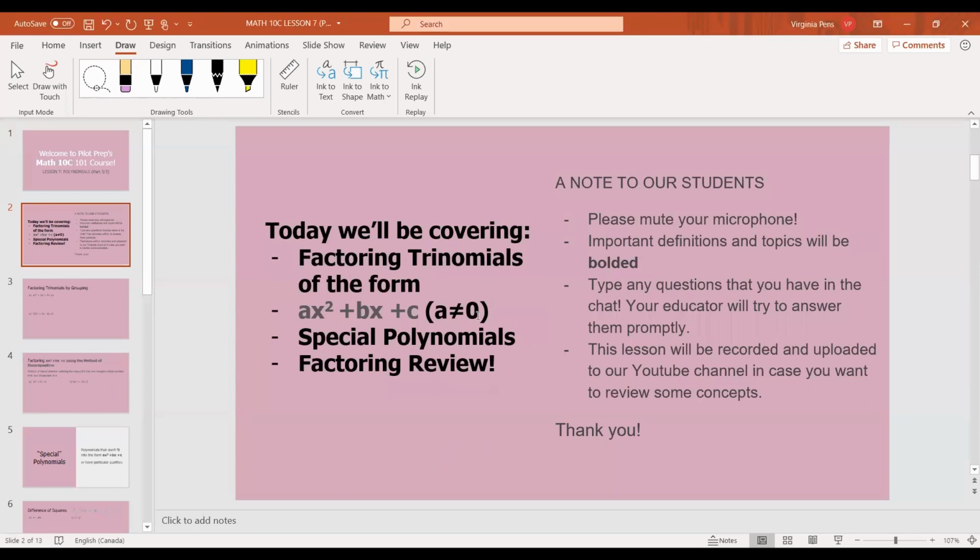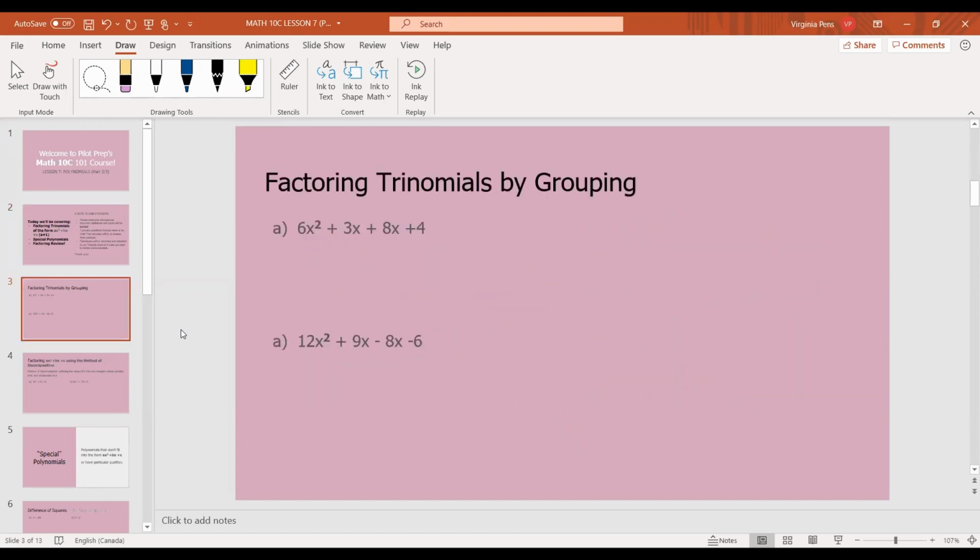Oh no, this is a typo. Of the form ax squared plus bx plus c, where a wasn't equal to 1. But we're going to go into more depth about that today. We're also going to take a look at some special polynomials, which are just polynomials that have unique properties, I want to say, or they have a special method for factoring them. And then we're going to do a big overview of this unit, because we are done after 3 lessons. So what I'm going to start off with first is factoring trinomials by grouping.